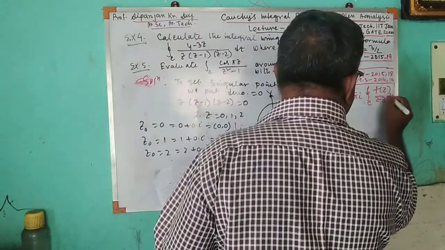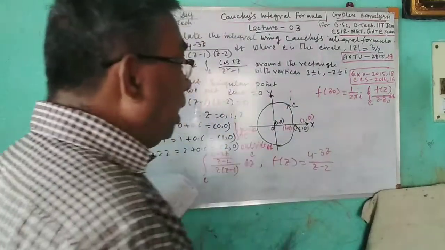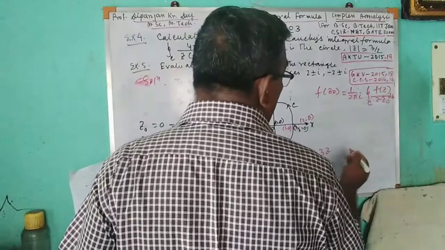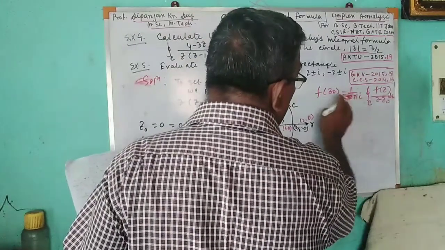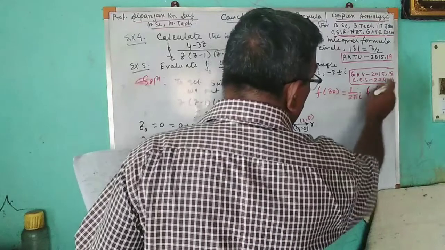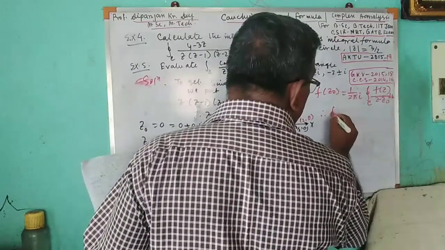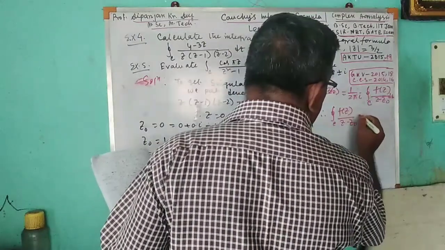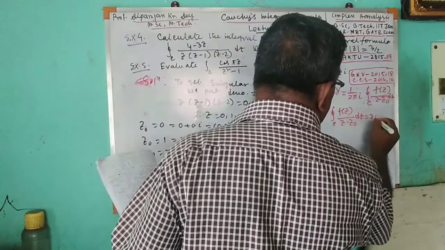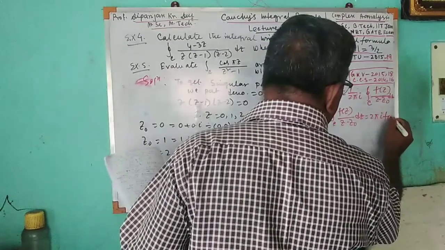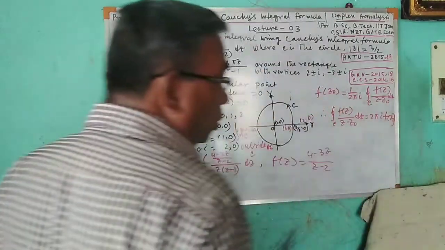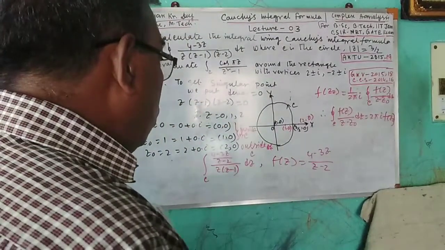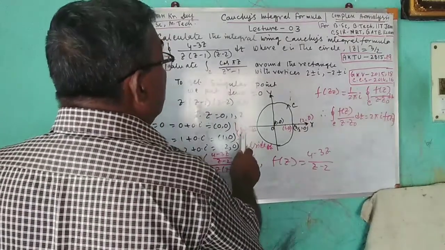dz. This is Cauchy's integral formula. From this we can write, by cross multiplication, this into this equals the integration of this. Therefore, the integral over C of f(z) by (z minus z0) dz is equal to 2 pi i into f(z0). So this is it. Now we have to apply this for these 2 points, the points which are inside the circle.